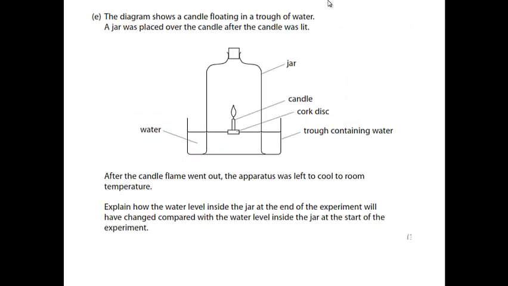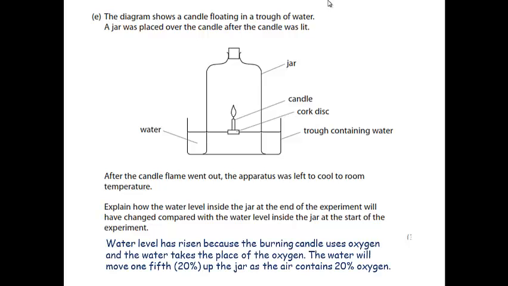Another way to do this, from a past exam question, is to use a candle in a jar. So if you light a candle, put it in the jar with water over it, what you should find out is that when the flame goes out, the water rises. So the water level has risen because the burning candle uses up the oxygen, and the water takes the place of the oxygen. So if you mark the glass jar, you can then show that exact amount, or you can roughly guess that it does go up by 1/5, which is 20% of the jar. Okay.